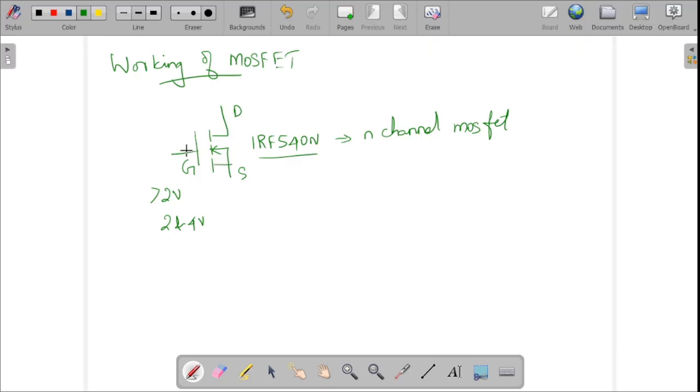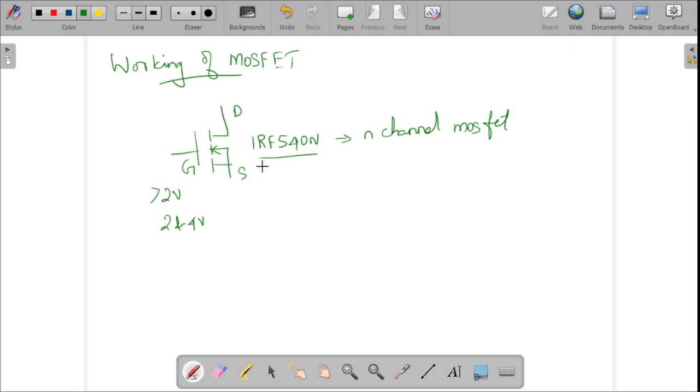So the moment your MOSFET is turned on, the path between your drain and source will be activated, which means the current will start flowing from your drain to your source. Okay. So this is the basic working principle of a MOSFET. Is that clear, guys?